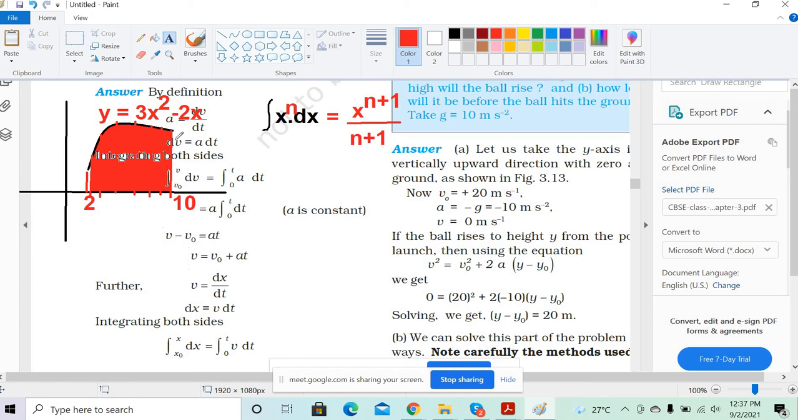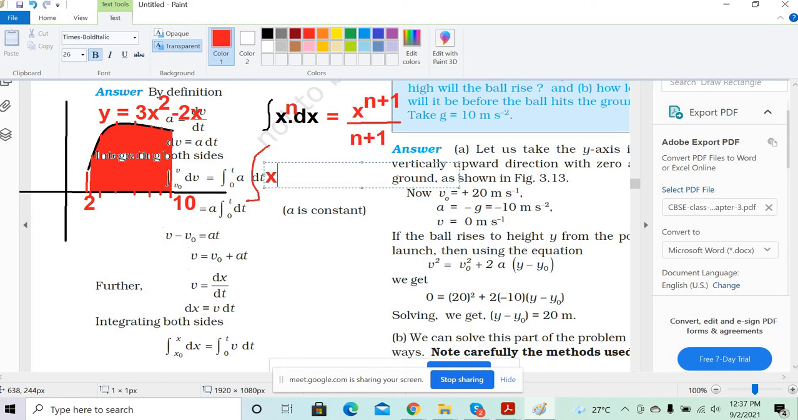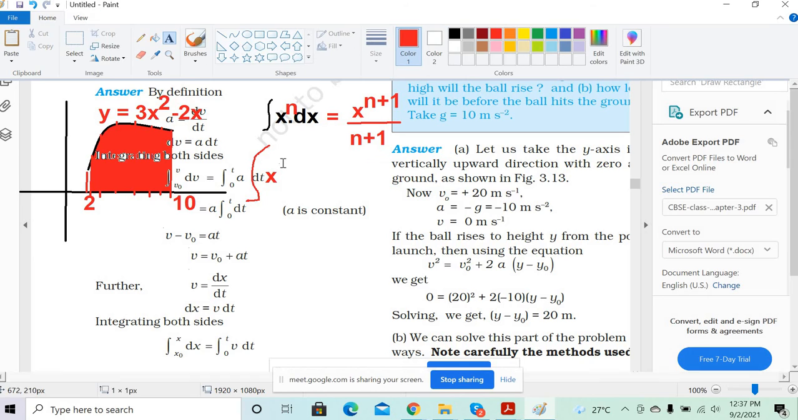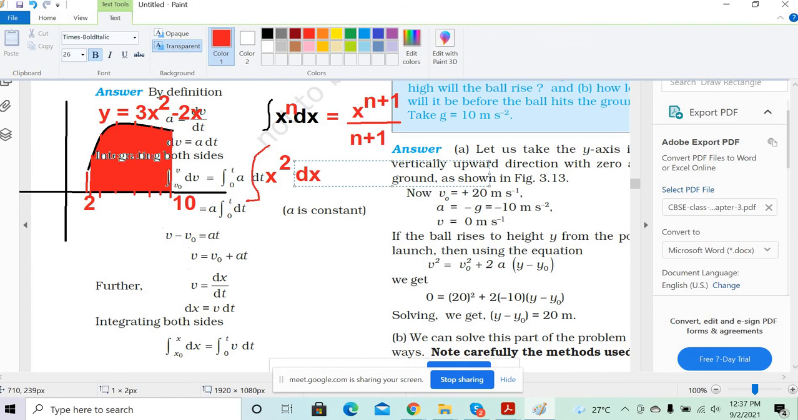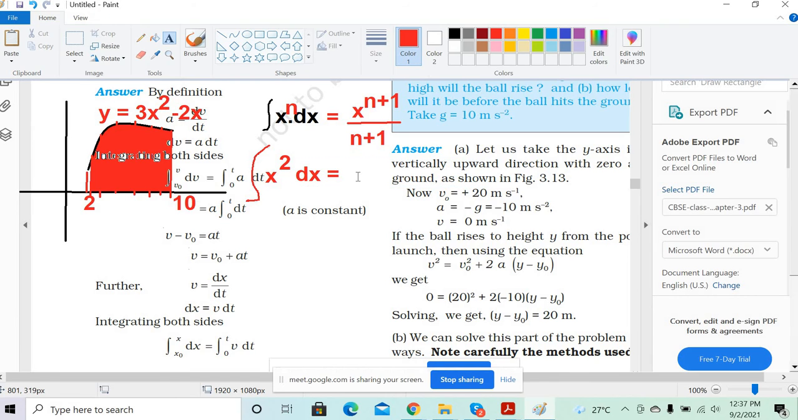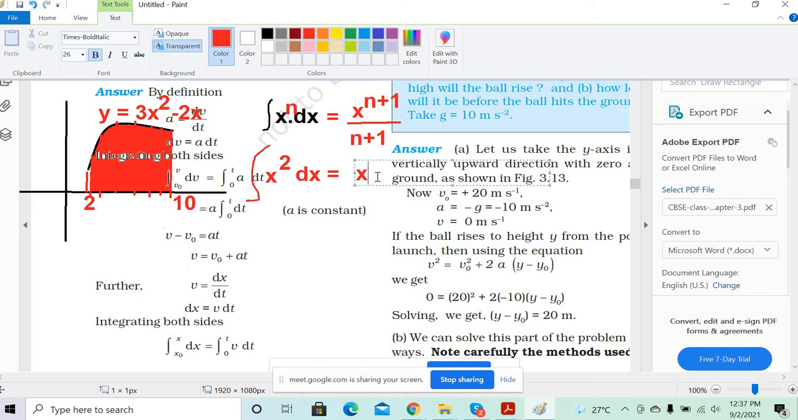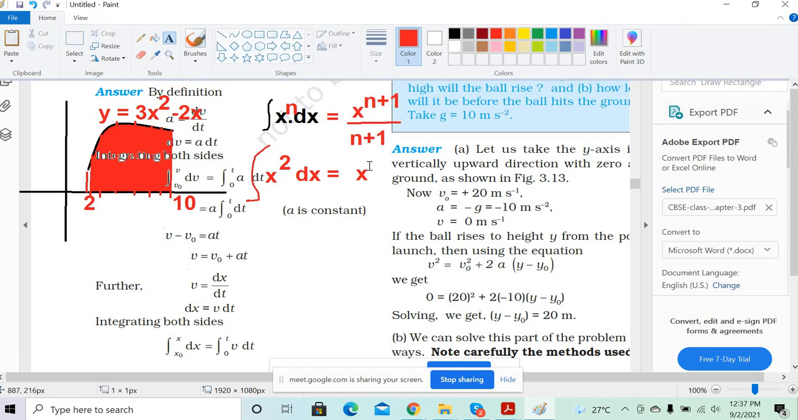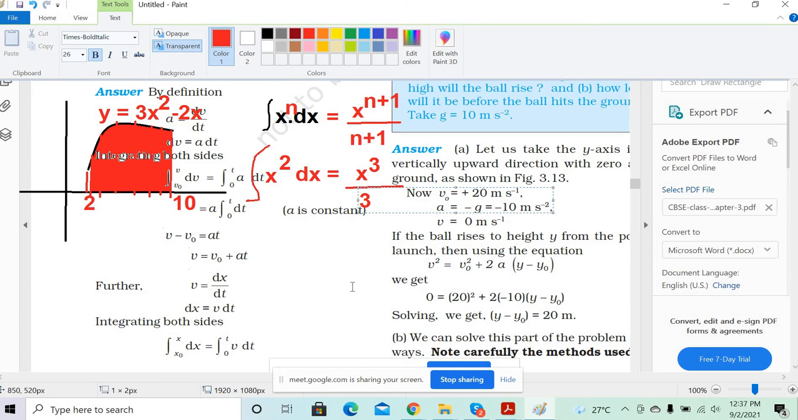Example, if I have to integrate x square dx, what will be the answer? X power 3, correct, by n plus 1, 3 by 3. Excellent. Did you understand now? Okay, yeah, I got it. This is the formula, you always remember that.